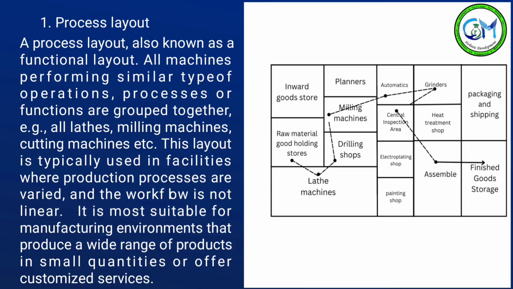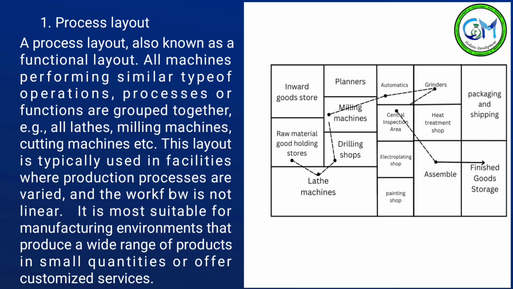Here the machines and services are grouped on a functional basis and operations of the same type are performed in the same area. It is also called a functional layout. So here all the machines performing similar types of operations are grouped together. For example, all lathe machines performing similar operations should be placed in one area, the drilling operations in one area, and the milling machines performing activities in one particular area.